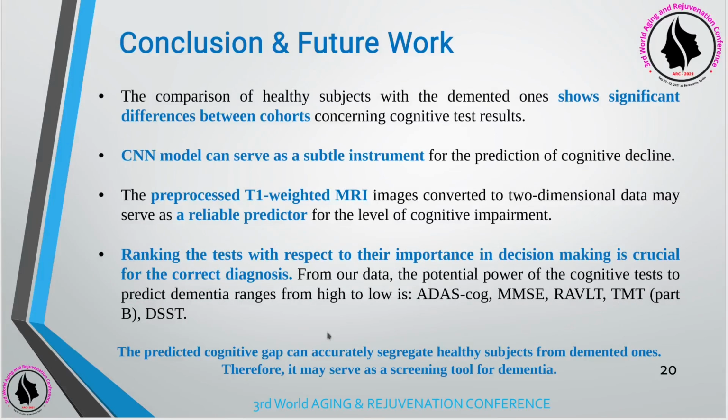From the conducted experimental work, we can conclude that the predicted cognitive gap can accurately segregate healthy subjects from the demented ones, and it may serve as a screening tool for dementia. For our future research, we would like to check if our approach can be applied to different types of dementia.